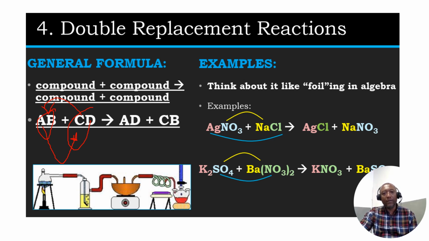Here are examples. Silver nitrate treated with sodium chloride, and in this scenario silver displaces the position of sodium and sodium displaces the position of silver, and silver chloride plus sodium nitrate is formed. The same is true when you are reacting potassium sulfate with barium nitrate. Potassium displaces the position of barium and barium displaces the position of potassium. That's why potassium nitrate plus barium sulfate is formed.